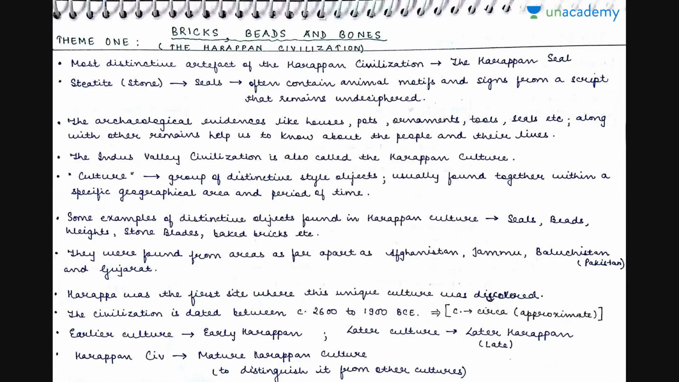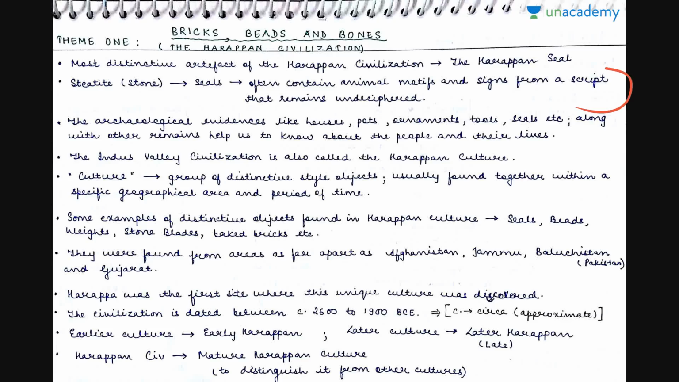Moving on to the introduction of the theme of this particular lesson. Now what they say in the introduction is that the most distinctive artifact of the Harappan civilization is the Harappan seal, right? So you have to remember the most distinctive kind of artifact. Artifacts are the remains that are found from the sites, right? Then these seals were made from one kind of stone that was known as steatite. They often contain animal motifs and signs from a script that remains undeciphered.